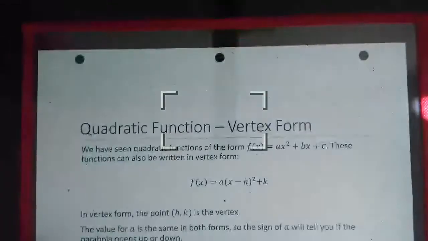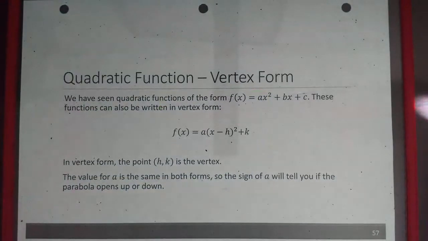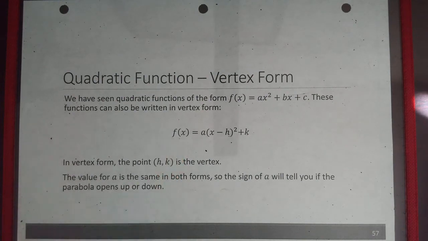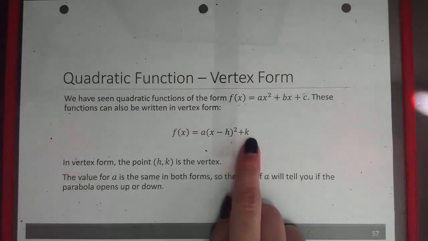So far we've been looking at these parabolas in standard form. There's another form called vertex form, which can be really helpful sometimes. So this vertex form is f of x equals a times x minus h quantity squared plus k. What's super great about this vertex form is that we can find the vertex so easily. Our vertex is going to be located at h comma k.